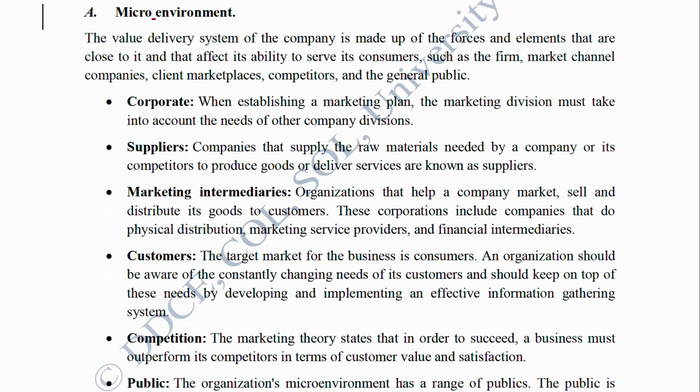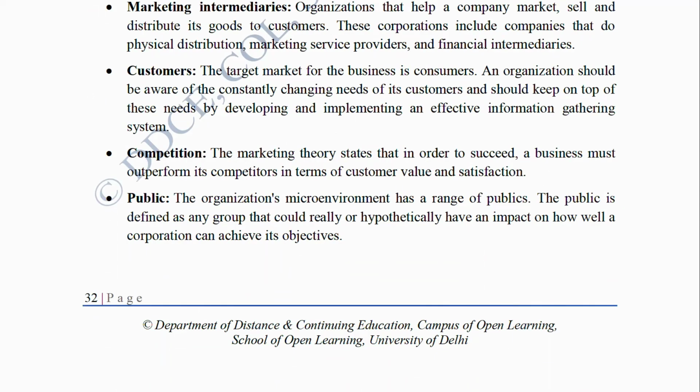Customers. The target market for the business is customers. An organization should be aware of the constantly changing needs of its customers and should keep on top of these needs by developing and implementing an effective information gathering system. Competition. The marketing theory states that in order to succeed, a business must outperform its competitors in terms of customer value and satisfaction. Public. The organization's microenvironment has a range of publics.